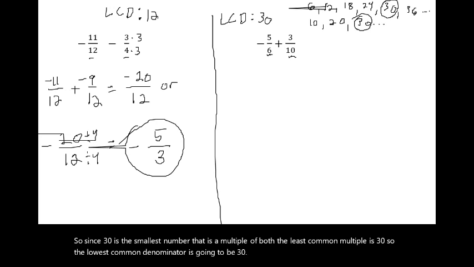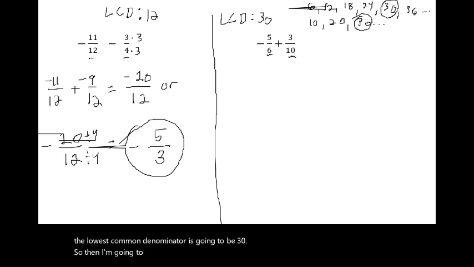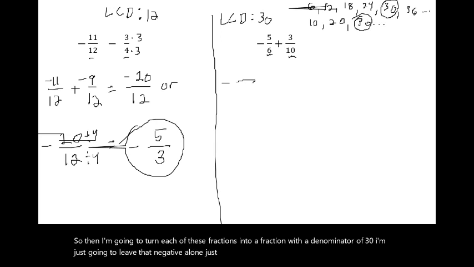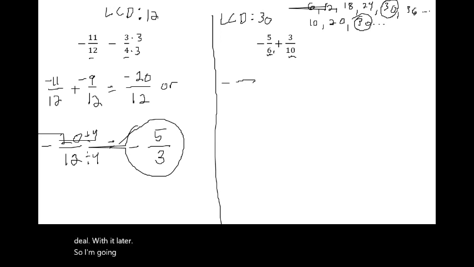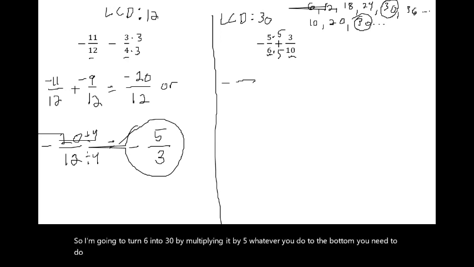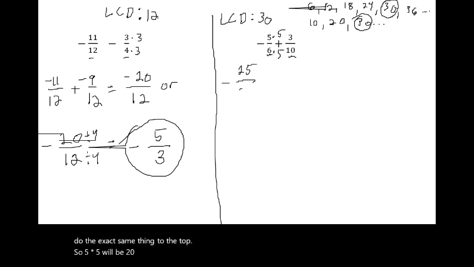So then I'm going to turn each of these fractions into a fraction with a denominator of 30. I'm just going to leave that negative alone, just going to leave it off to the side here. I'm going to deal with it later. So I'm going to turn 6 into 30 by multiplying it by 5. Whatever you do to the bottom, you need to do the exact same thing to the top. So 5 times 5 will be 25 over 6 times 5 is 30.